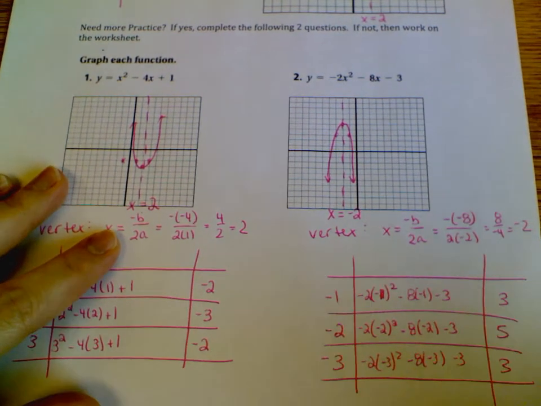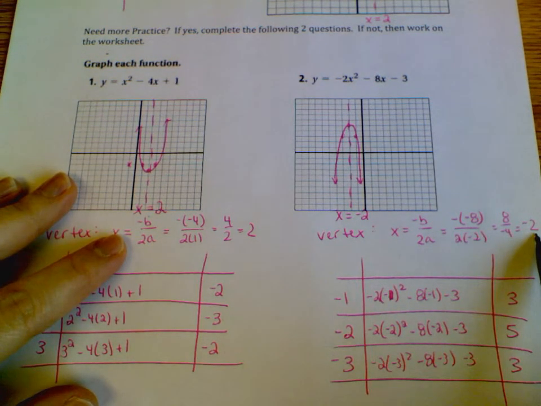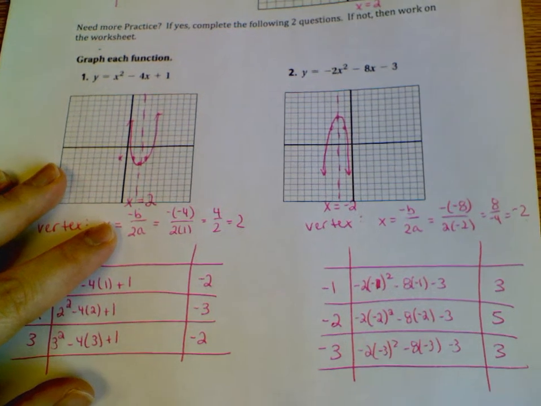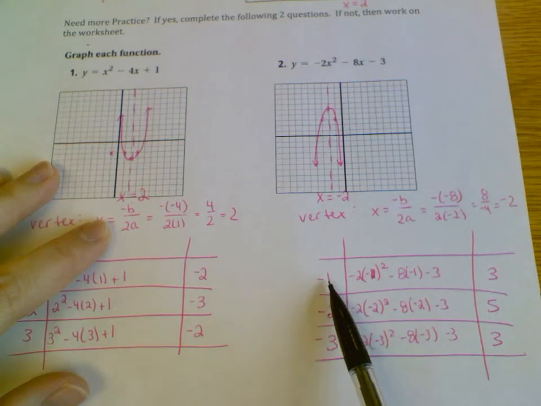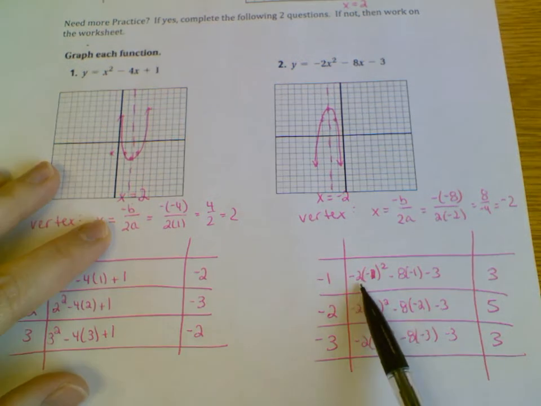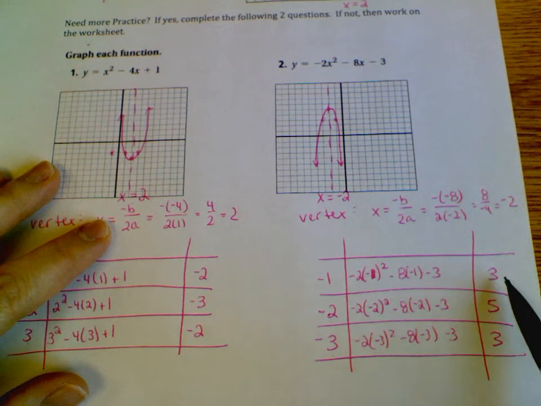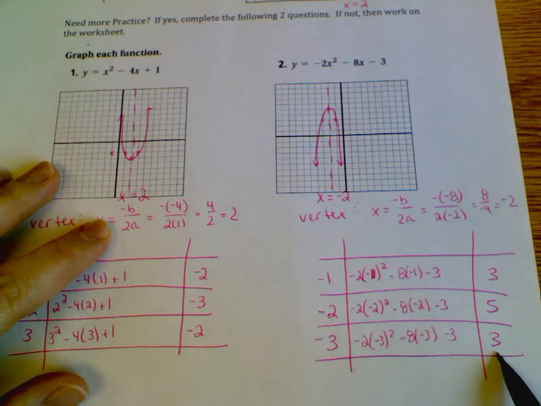If you still need more practice and you've done number 2, here's what number 2 would look like. So my vertex, after solving it out, would end up being at x equals negative 2. Once I have that, in your table you should be using negative 1, negative 2, and negative 3. Then I plug in those numbers. Make sure you're plugging them in correctly into your calculator. You should be getting 3, 5, and 3.